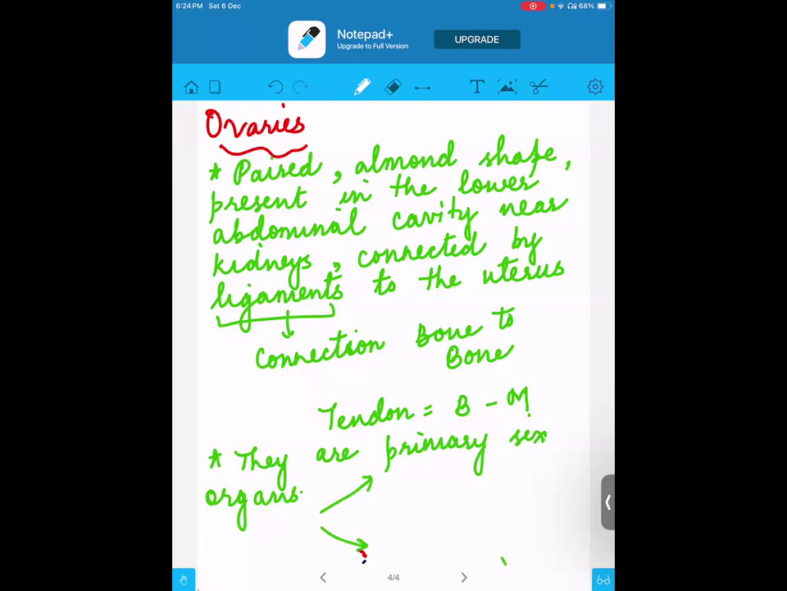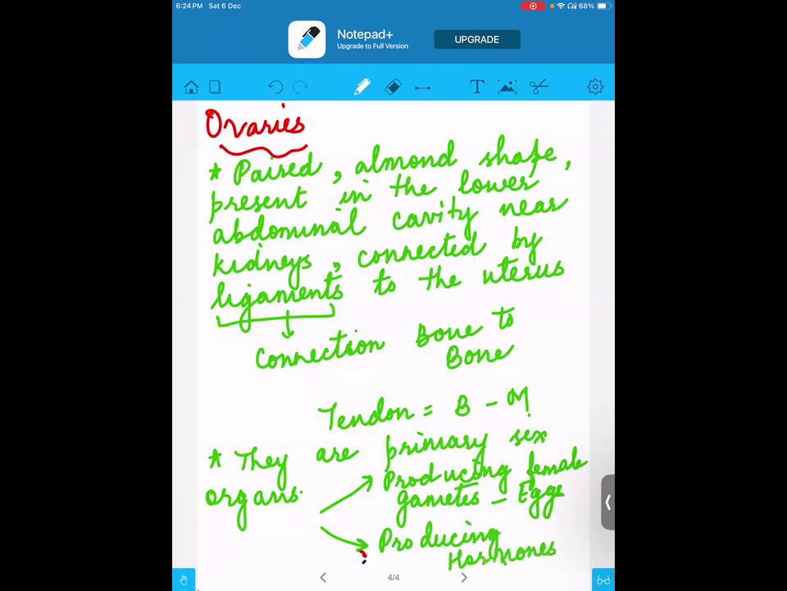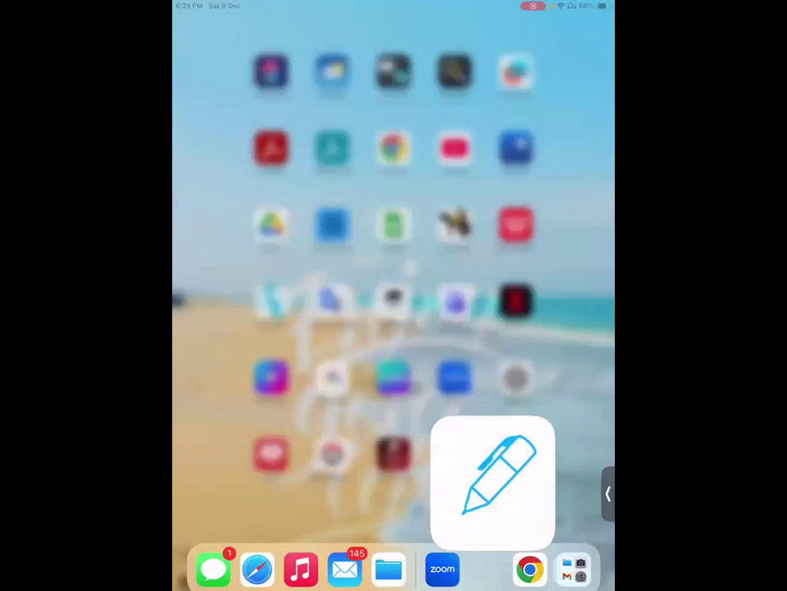The first thing they will be doing is producing the female gametes, which are the eggs. Female gametes will be produced by them, which are called eggs. At the same time, they will be producing the hormones. Okay, this is important for your board examination.